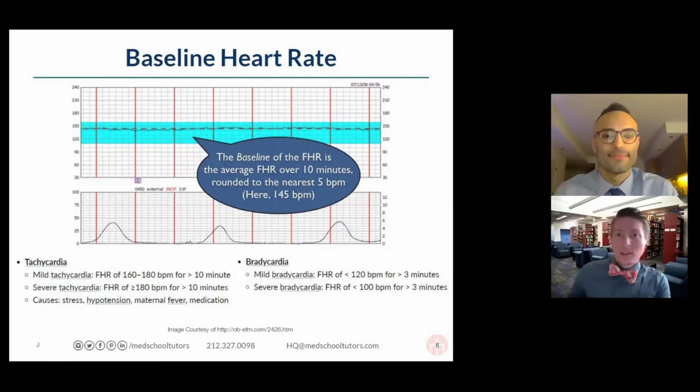The reason we're doing this is because there is going to be natural variation that we should expect with the fetal heart rate, which is called variability. So Sam, you want to kind of talk us through what is variability? What are we looking for there?